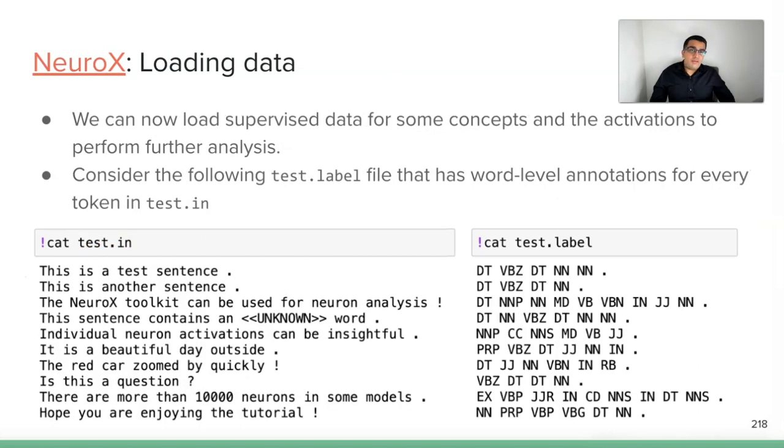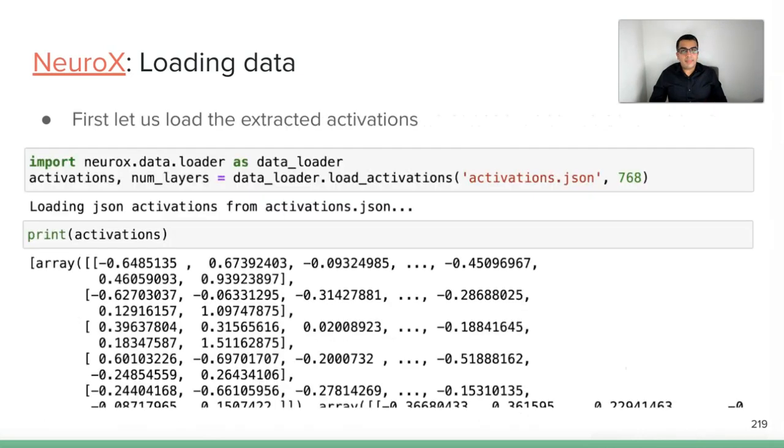The next step in performing neuron probing is to prepare some annotated data. In our toy example, we have annotated each word with its part of speech tag. So in this case, DT is determiner, NN is noun, and all the VBs are verbs, and so on. In real life, you would either choose a human annotated data set that's already available, or try to generate one automatically, as we discussed earlier.